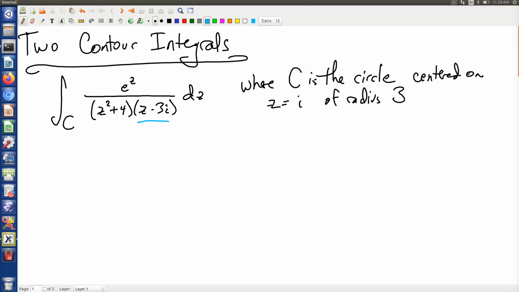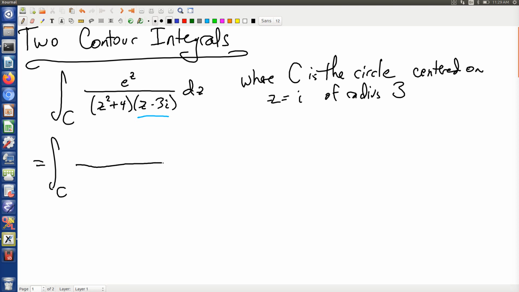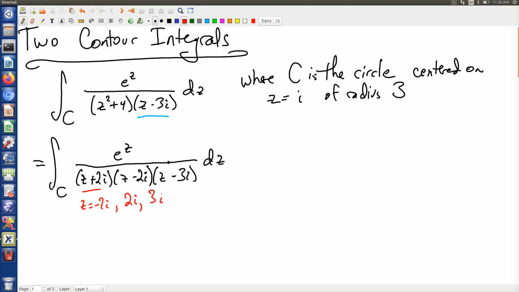The other side, the z squared plus 4, we can actually factor. Normally we can't factor it over the reals, but we can totally factor it over the complexes. Complex numbers, no problem there. Because that's a sum of squares, that means that we have, in fact, three separate poles. The first pole is z equals minus 2i. The second pole is z equals 2i, and the third is z equals 3i.